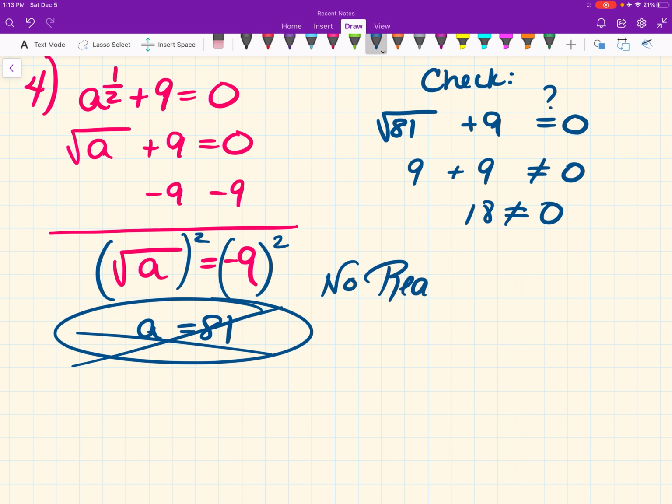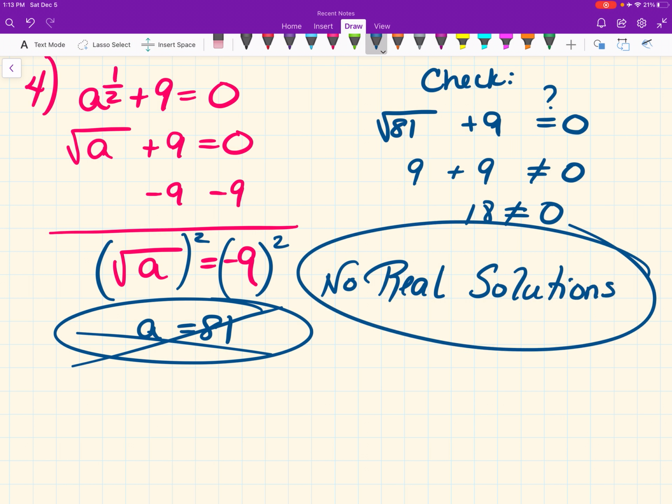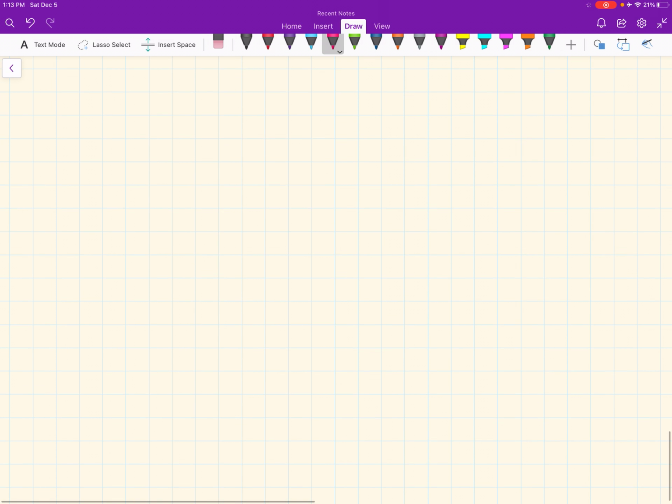There are imaginary solutions, which are awesome. I love imaginary numbers. I believe we're coming to that very soon. They're awesome. I know you've been waiting since freshman year to know what an imaginary number was. Don't get too excited. We still have another lesson or two to get to.